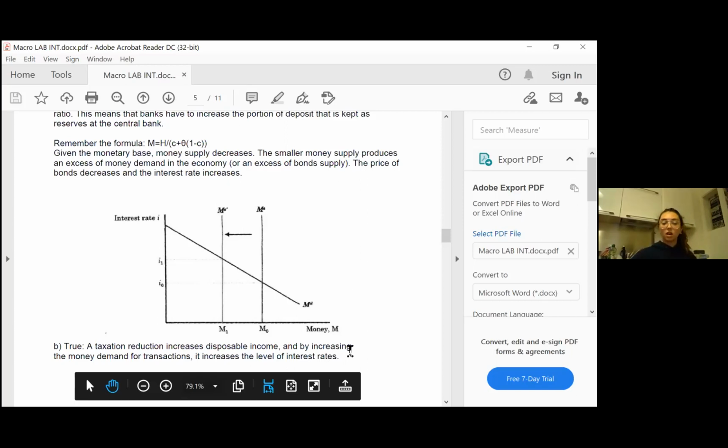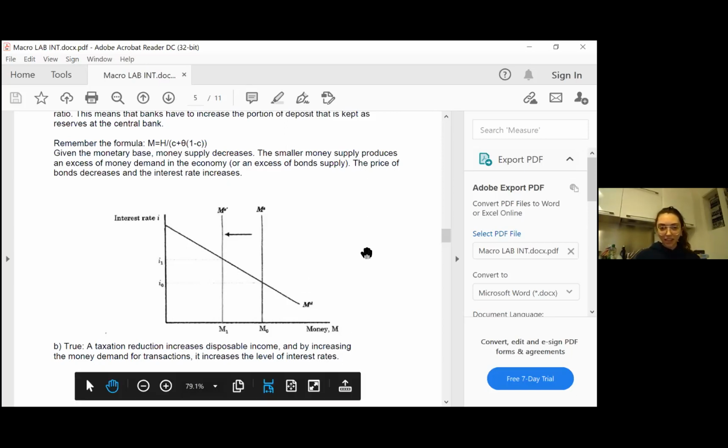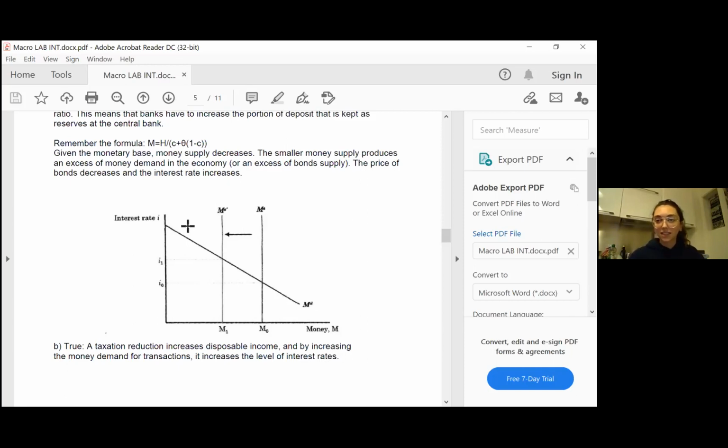So when you reduce taxation, it increases disposable income. So the population has less taxes to pay, so they're wealthier, right? They are wealthier. They want to invest more. It's going to increase the demand for transactions, and thus increases the level of interest rates.